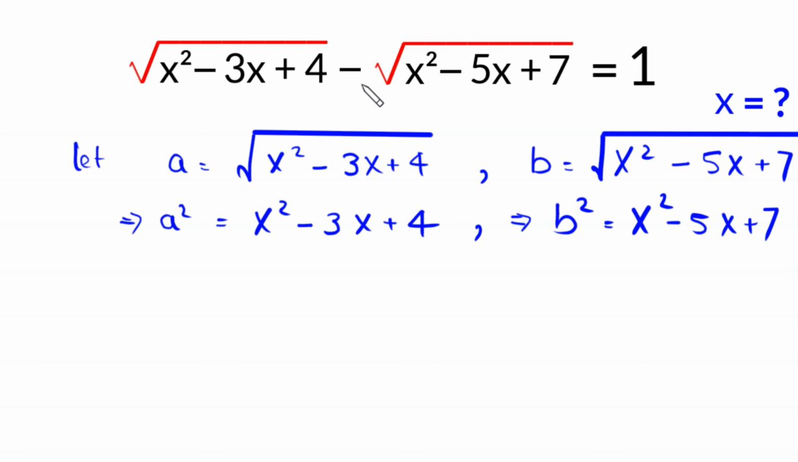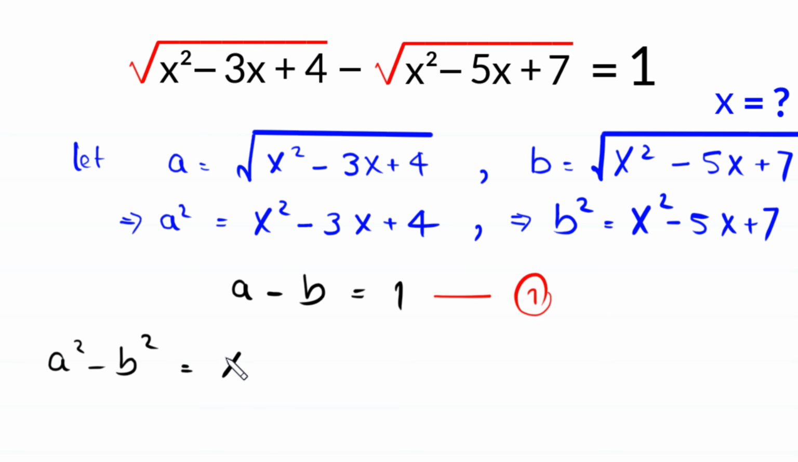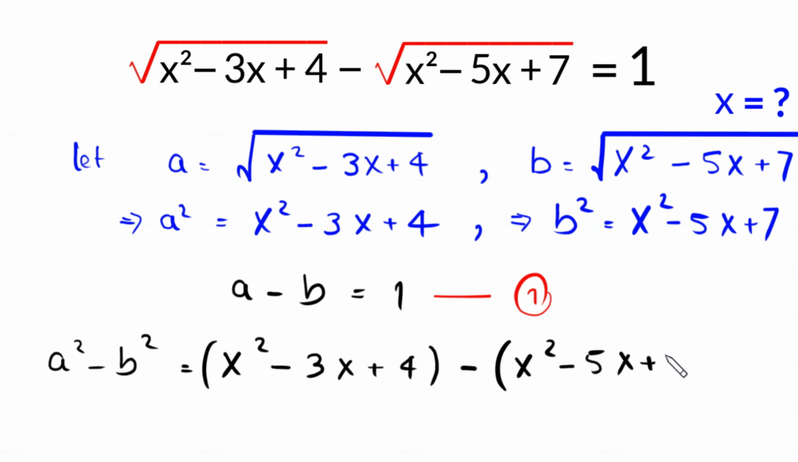Substitute these expressions with a and b. The original equation will become a minus b equal to 1. Let's call this equation number 1. Now we subtract the second equation from the first, so this will become a squared minus b squared equal to x squared minus 3 times x plus 4 minus x squared minus 5 times x plus 7.